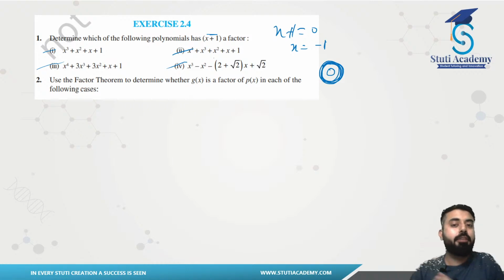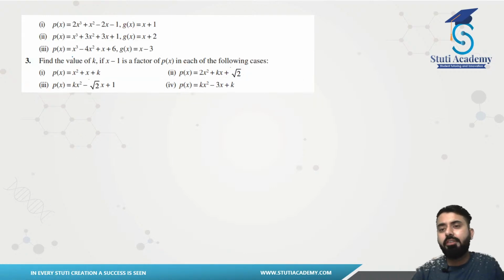Get that remainder. If that remainder is 0, then it is a factor. So you just have to simply apply your remainder theorem, right? Very easy. Use the factor theorem to determine whether g of x is a factor of p of x in each of the following cases. So cases are these. This is your g of x, this is your p of x. You have to use your remainder theorem.